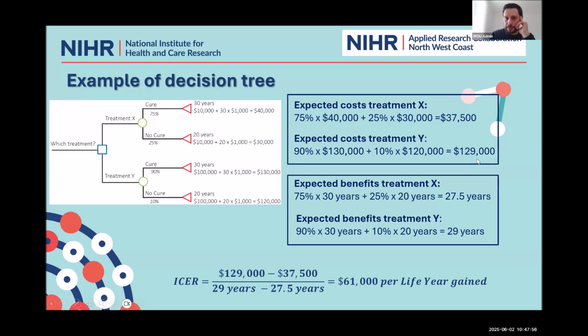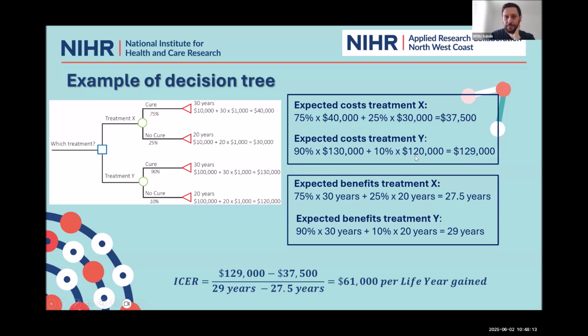The same for treatment Y. You're going to end up with $129,000, which is again in between these two total costs for the cure branch and the no cure branch.